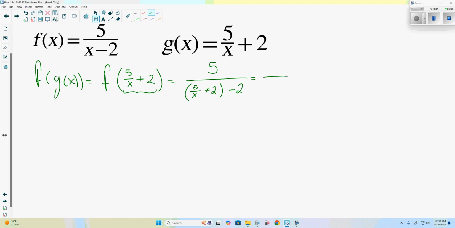Questions on how we got to this here? Nothing in front of the parentheses, so we can just go on and combine these. 2 minus 2 is telling us that we have 5 over x. So really what we're saying is that we have 5 divided by 5 over x. We change to multiplication, so we're saying that we have 5 times x over 5. 5 over 5 would cancel, telling us that it is indeed x.